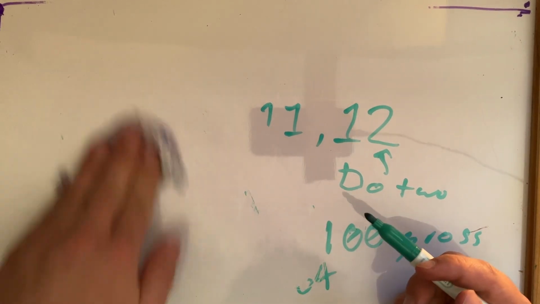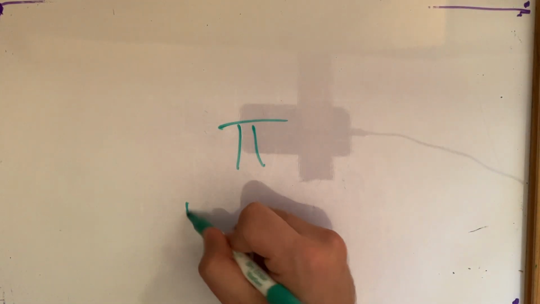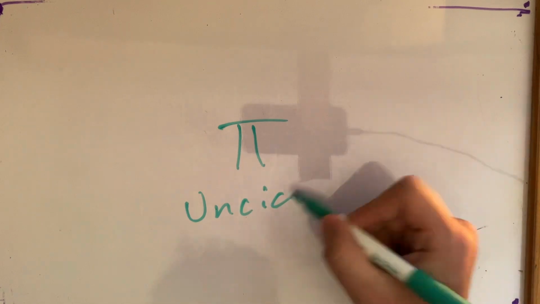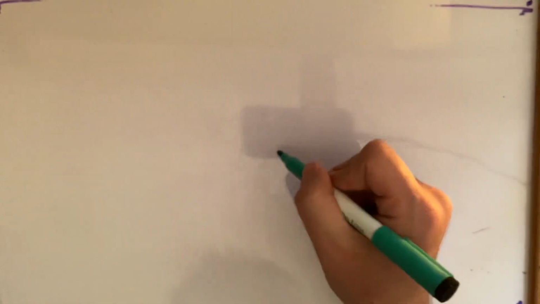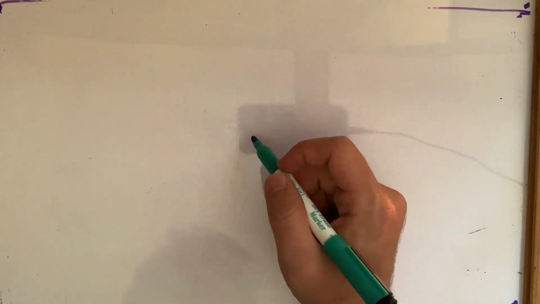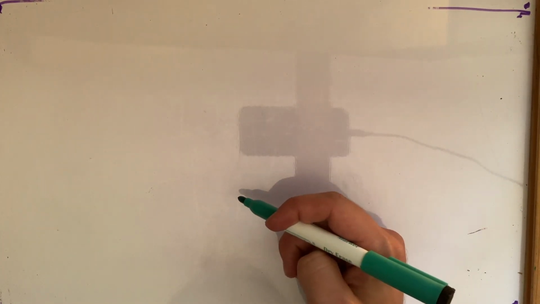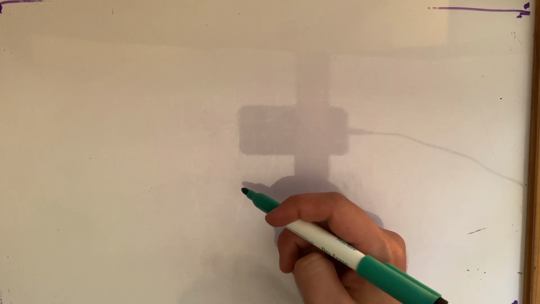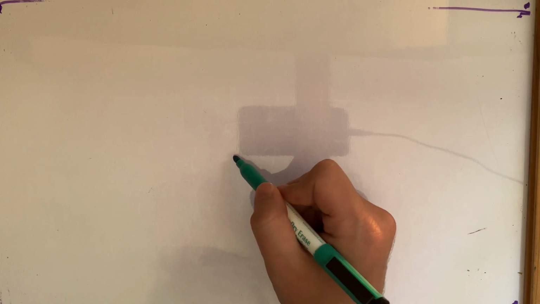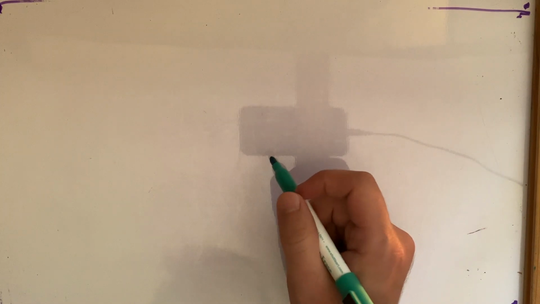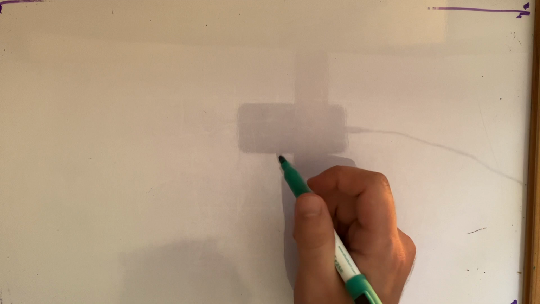And I know that those angle measurements I was talking about are called uncia pies because they're based on pi, and I have no idea what this word is. Uncia pi. That's what they were called, the angle measurements. Forget about that. I just call them angle measurements. Pi doesn't really work because you convert them to radians. I don't know. Just call them angle measurements. Why not?